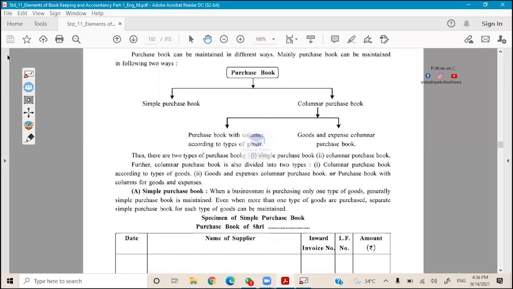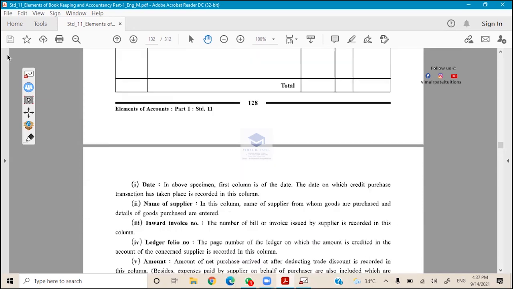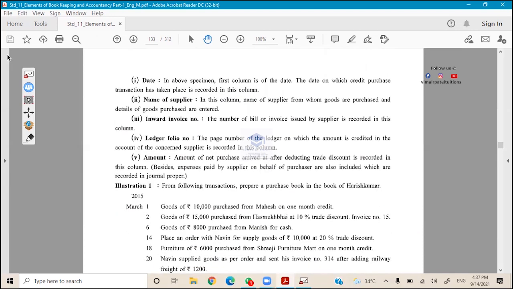Purchase book, so simple purchase book and columnar purchase book. Columnar purchase book will have two types: purchase book with columns according to types of goods, and goods and expense column purchase book. Now simple purchase book, its format will be this: date, name of supplier. Supplier means the person from whom we have purchased goods on credit. Then inward invoice number, ledger folio number, and amount. Inward invoice number means bill number.